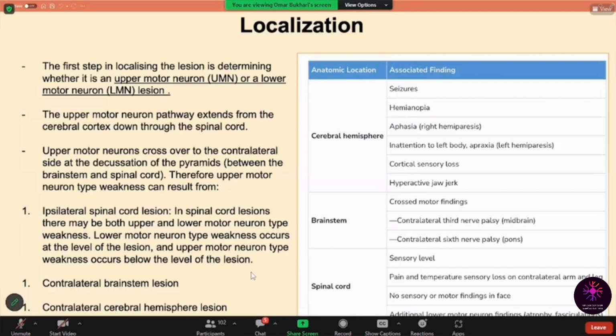In the brainstem, we will find crossed motor findings, for example, contralateral third nerve palsy if it was in the midbrain, or contralateral sixth nerve palsy if it was in the pons area. Spinal cord, we will see a sensory level, for example, the umbilical area down to the bilateral lower limbs. Pain sensory loss in the contralateral arm and leg. No sensory or motor findings in the face because it spares the face area. Additional lower motor neuron findings such as atrophy and fasciculations.